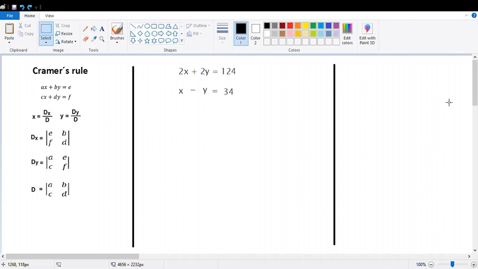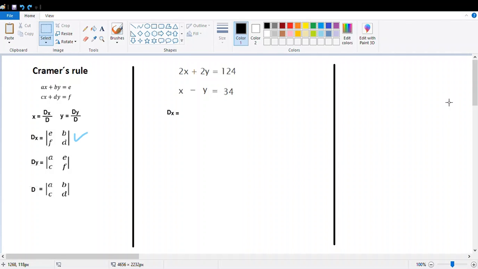This system is 2x plus 2y equals 124, and the second equation of the system is x minus y equals 34. Okay, then let's start. The first thing, guys, we have to find three different determinants: the determinant of x, the determinant of y, and the determinant of the system. Let's start in order.